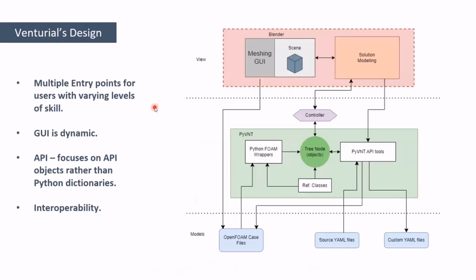A little bit deeper insight tells us how multiple entry points are available. So on the view side, you have the GUI. You also have scripting capabilities with the API. And because the API works upon simple objects, it is very easily interoperable with other Python libraries as well.